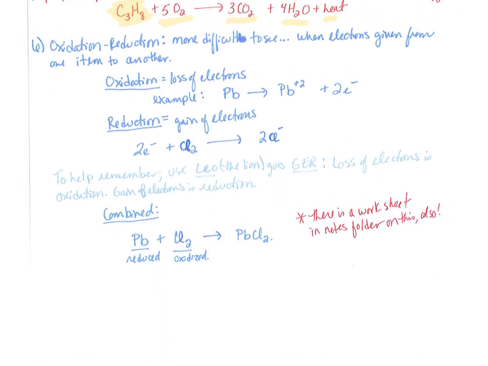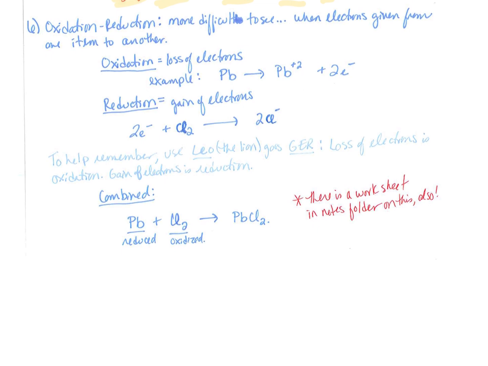Okay. The most difficult one for most people to see is what's known as an oxidation reduction reaction. I tend to separate this into an oxidation phase and a reduction phase, sort of like what's happening on the oxidation side, what's happening on the reduction side. Oxidation is a loss of electrons by definition. Reduction is the opposite. It's a gain of electrons. So sometimes we have to separate this out.